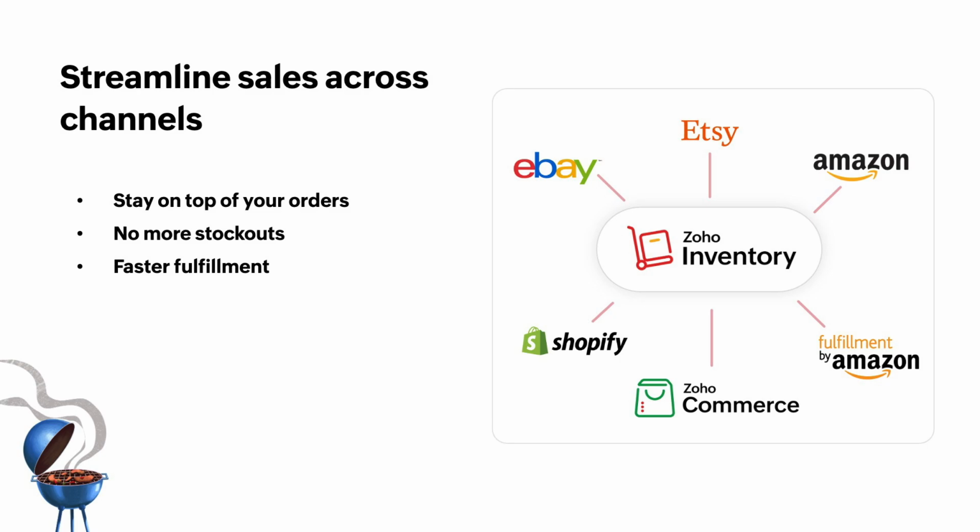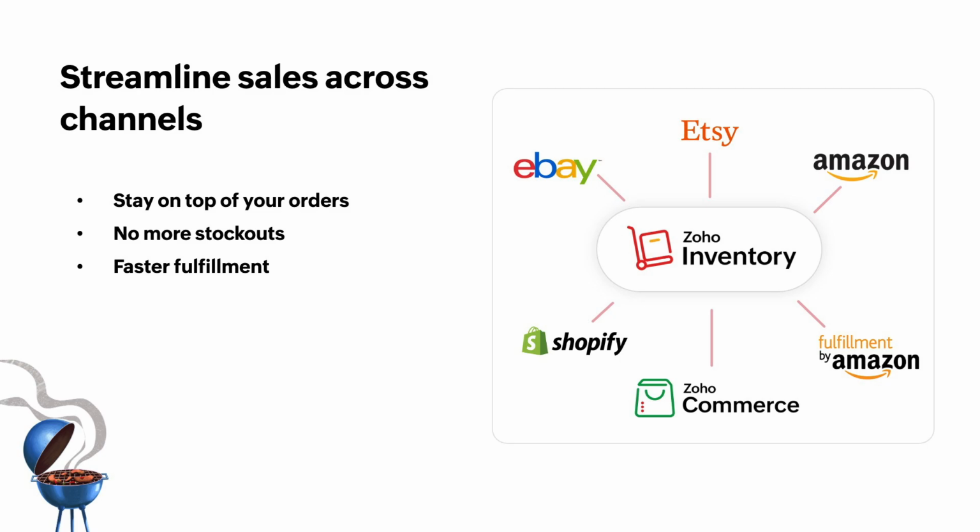So as we discussed, Zoho as a platform, we facilitate multi-channel selling. That is, we integrate with some of the prominent marketplaces and shopping carts. So just to give you an idea, we integrate with Etsy, eBay, Amazon and FBA. These are all the marketplaces that I'm referring to. And in terms of shopping carts, we integrate with our in-house Zoho Commerce, which is a website builder, and we also integrate with Shopify.